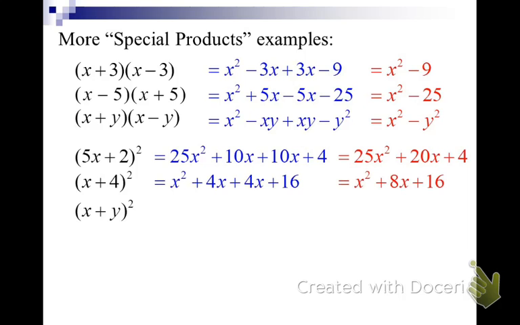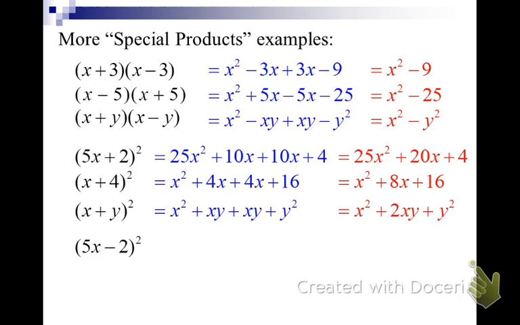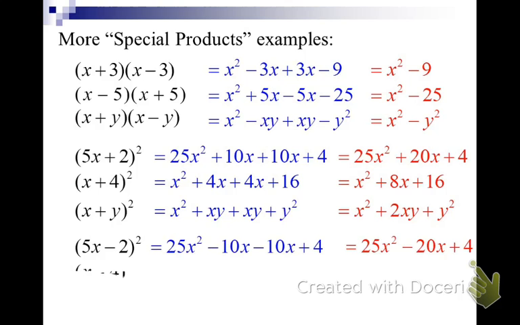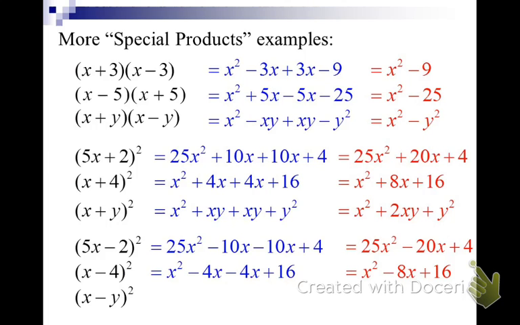X plus y quantity squared, you'll find that's right there in the middle of our factoring map. Turns out to be x squared plus 2xy plus y squared. Here we have another square of a binomial, except we have a minus sign in between. So that means our middle term is going to be negative 2 times 5x times 2. And these are all examples right out of our factoring map.